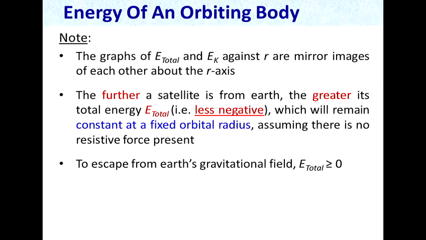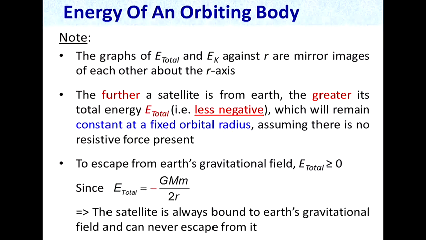But if I look at the expression for the total energy of a satellite, it is always negative. It can never be 0 unless you go to infinity. But here is a finite energy, always negative. What does that tell you? This satellite will never be able to escape from Earth's gravitational field.